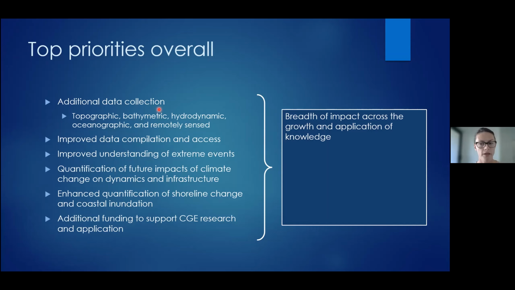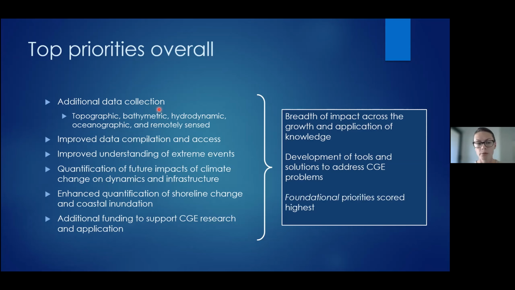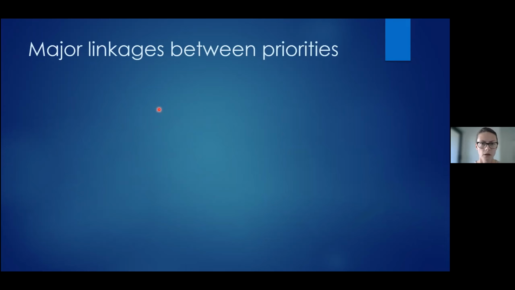So all these top priorities had a real breadth of impact and would also help to develop tools and solutions to address really wide-reaching CGE problems. We tended to refer to these as foundational priorities, and in general we saw that the priorities that met this criteria of having real breadth of impact tended to score the highest. And then the other thing that we saw, and I touched on this in the previous slide, is that these priorities are not independent. If you address one, it has potential flow-on impacts for others.